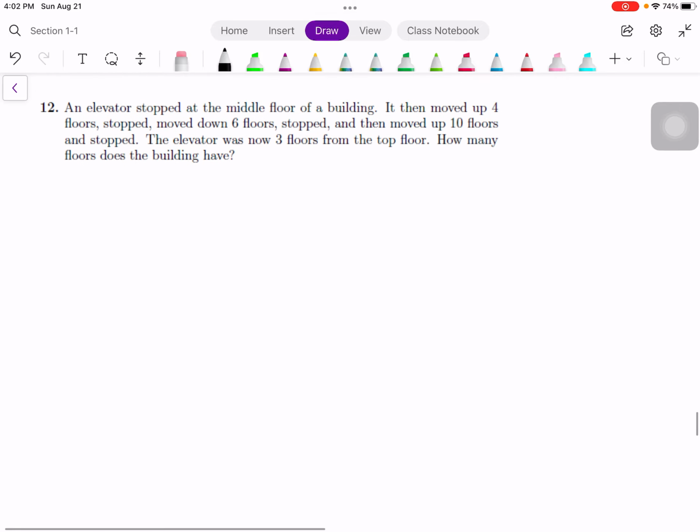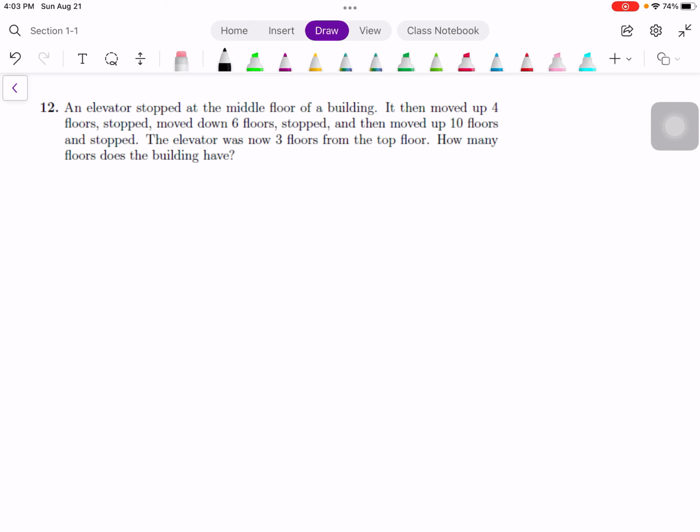Okay, an elevator stopped at the middle floor of a building. If it moved up 4 floors, stopped, moved down 6 floors, stopped, and then moved up 10 floors and stopped, the elevator was now 3 floors from the top floor. How many floors does the building have? Okay. And again, when you read a question like that, it's hard in your head to really answer it. But when you start drawing a diagram of some sort, it might become really easy. So I will start with the middle floor, where the elevator starts.